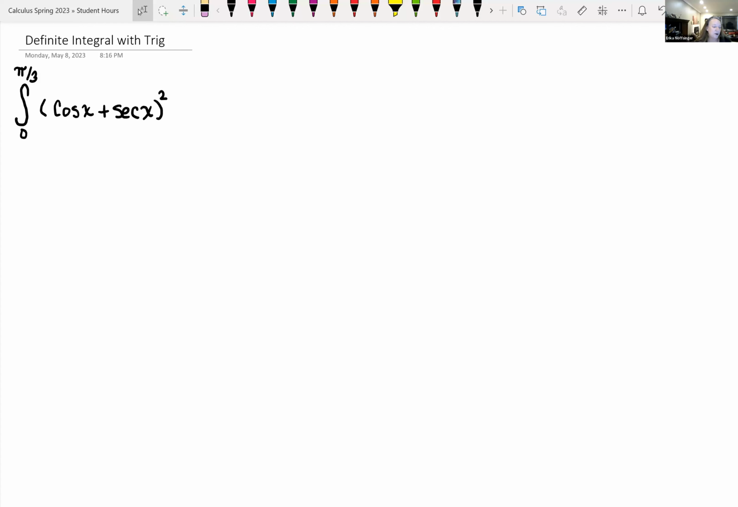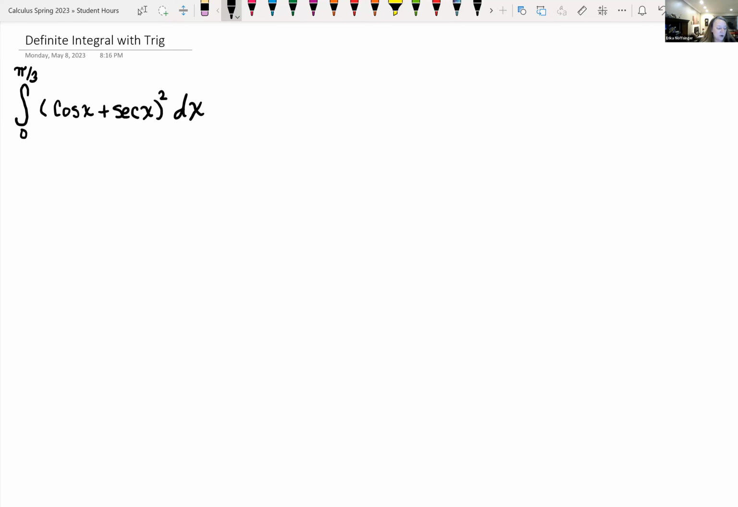In this video, we're going to look at this definite integral that has a trigonometric function in it and what we're going to do in order to integrate once we've looked at this. So the following integral we have in front of us is the integral bounded from 0 to pi thirds. And our integrand is cosine x plus secant x, and that quantity is squared, and then dx.